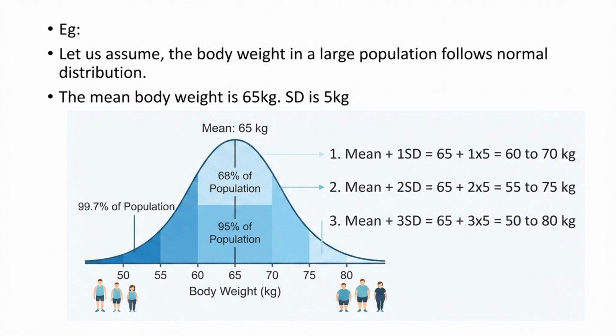99.7% of the population, in that large population, 99.7% of the population's body weight is within the range of 50 to 80 kgs, and only less than 0.3% of the population's weight will be either less than 50 or more than 80. So which is very rare. So like this we should interpret with an example.